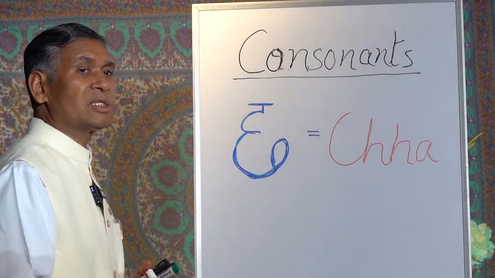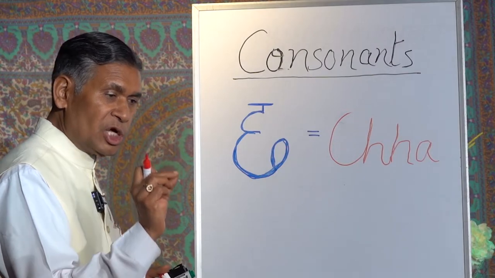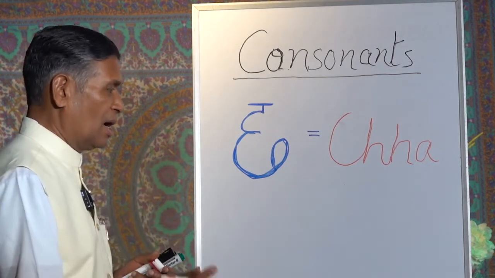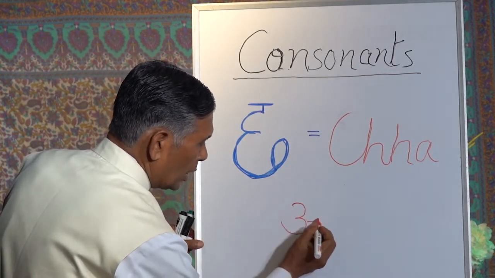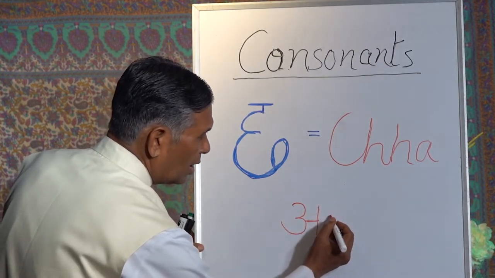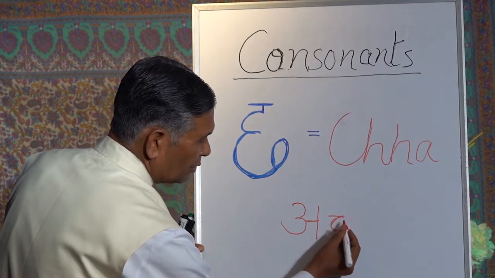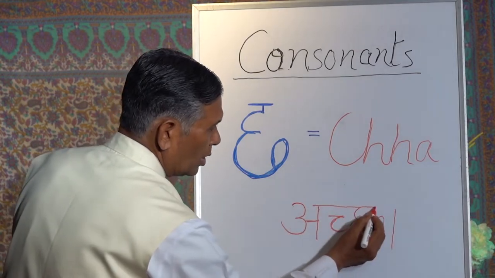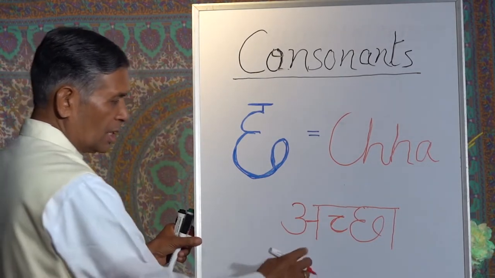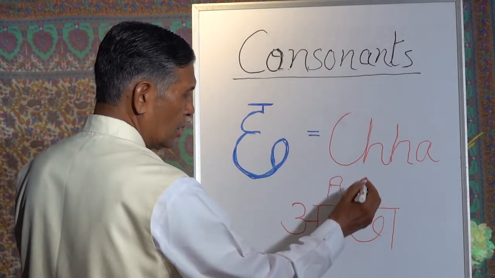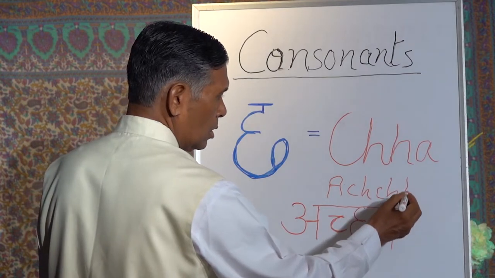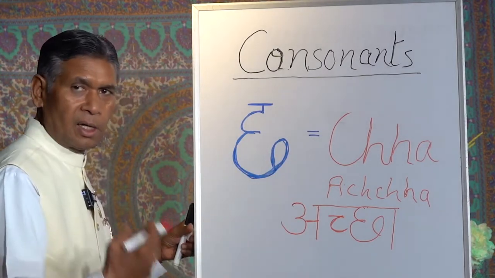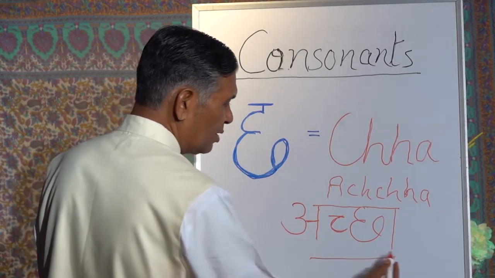Like Baba says, ACHA. So there is a half CH and then CH, the longer one. First the short one and then the longer one. For example, you can feel this is A and this is CH, the short one, and now it will be this one which I have told you. So later on you will understand. ACHA means good, nice. For that we can use it.